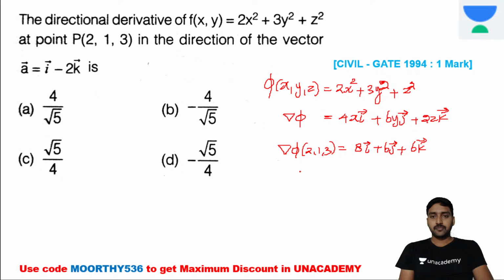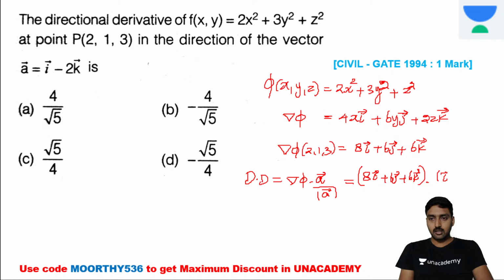Now what about the directional derivative? Coming to the directional derivative, it's equal to del pi dot a vector divided by the modulus of the a vector. Is it clear? Now del pi is 8i vector plus 6j vector plus 6k vector, dot the a vector, the direction vector, which is i vector minus 2k vector, divided by root of 1 square plus 2 square. Now multiply the values. 8 into 1 is 8. Now 6 into 0 is 0, plus 0 minus 12, divided by root of 5.